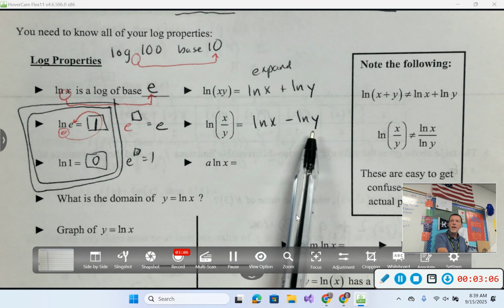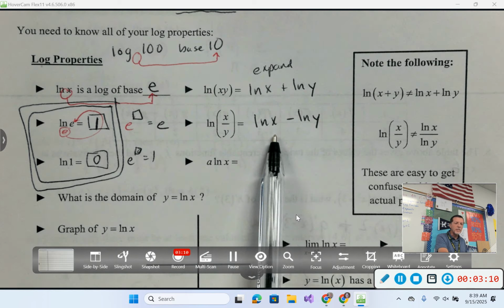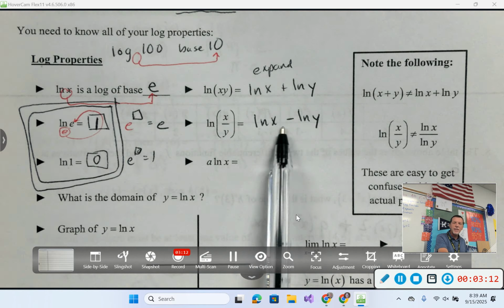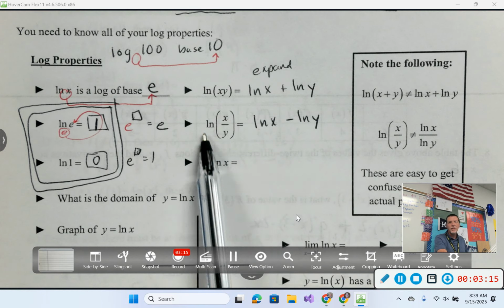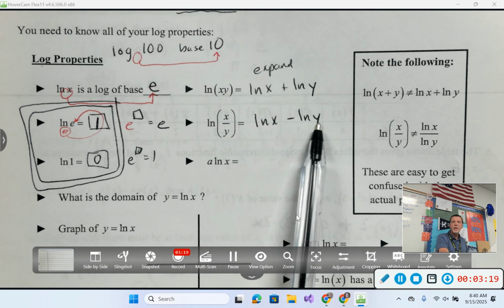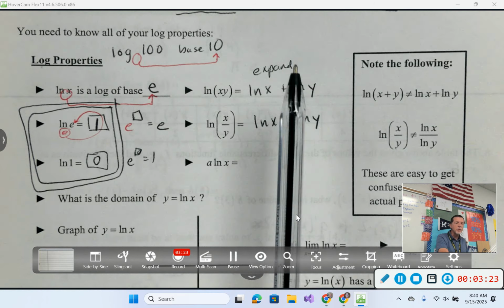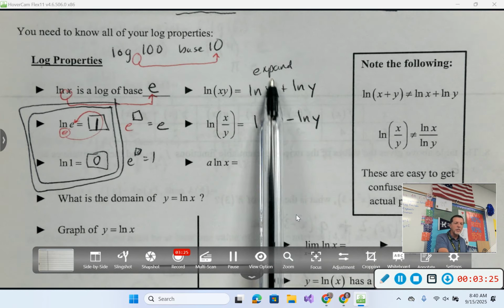I'll give away the game here. The reason we're going to expand is because taking the derivative of the expanded form is a whole lot easier than taking the derivative of this way, which would require the quotient rule. But if we expand it, we don't have to worry about the quotient rule. So a lot of times with logs, we'll expand first, we'll algebra first, and then take derivatives.